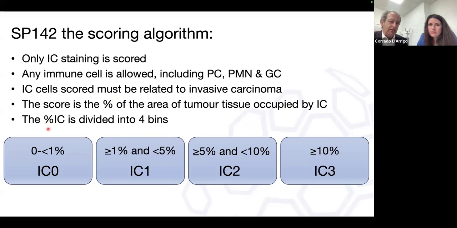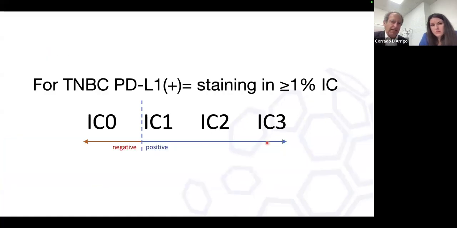And the score for 142, regardless of tumor type, is divided in bins. Ventana is divided in bins. The bins are 0, 1, 2, and 3, and these are the cutoffs: less than 1%, 1 to 5, 5 to 10, and more than 10. For triple negative, the threshold is here. For other tumors, maybe here or here, it doesn't matter, but this is where we know. So we need to recognize essentially low-level expression because 1% is quite low. That may be tricky.